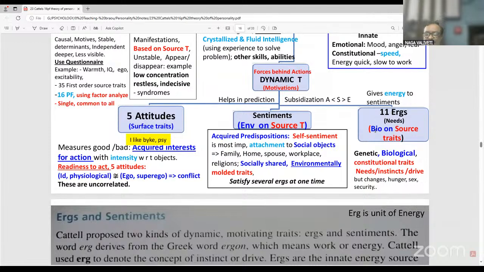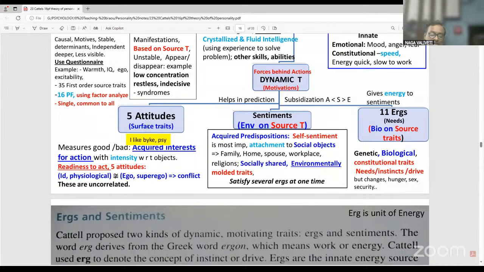One is the basic need, biological. These are all source traits, internal only. They're all needs, constitution and biology, genetics determines. And then environment has an effect on the source trait, the internal trait. That is nothing but yourself. How this self sentiment is attached to the social objects is given by the sentiments. You are attached to certain aspects of family, home, spouse, workplace, etc. Religion. These are the traits that come from that.